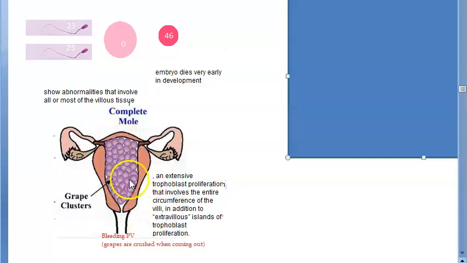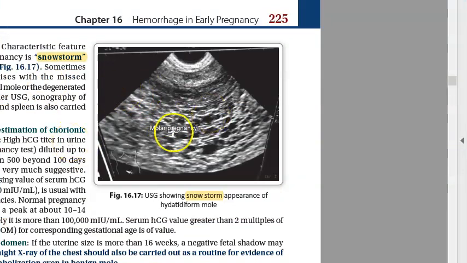So basically there will be grape-like clusters in the uterus. The uterus size will be very large, but there is no fetus. Mainly thing you have to focus here, no fetus. And here the presenting complaint will be bleeding PV. Okay. Grape-like cluster, snowstorm appearance in the ultrasound. See this snowstorm appearance. Okay.